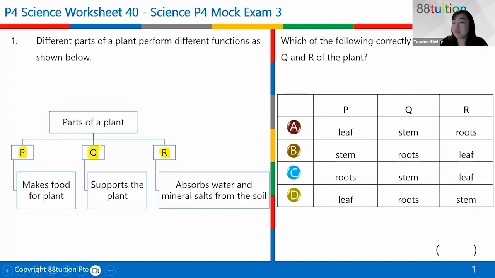Okay, so P makes food for the plant. Which plant part makes food for the plant? Anyone? Grace, yes. Very good. So we have identified P as the leaf, right? So we can actually take these two. Which part supports the plant? Which plant part supports the plant?